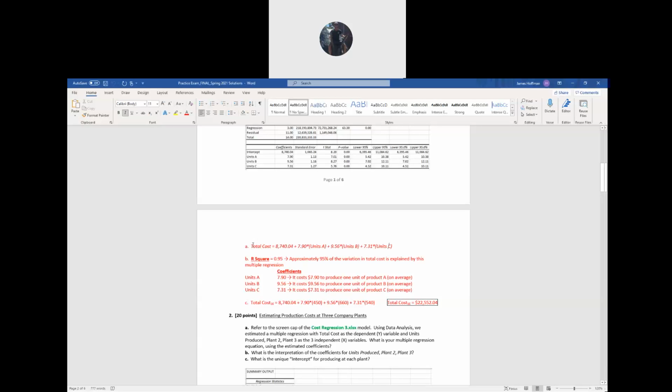But the general equation is this one, okay? So just know how to write out your equation here. Basically, all you're doing is use this general equation, and then when you get your exam, just plug in the intercept there, and then the different coefficients for A, B, and C there.